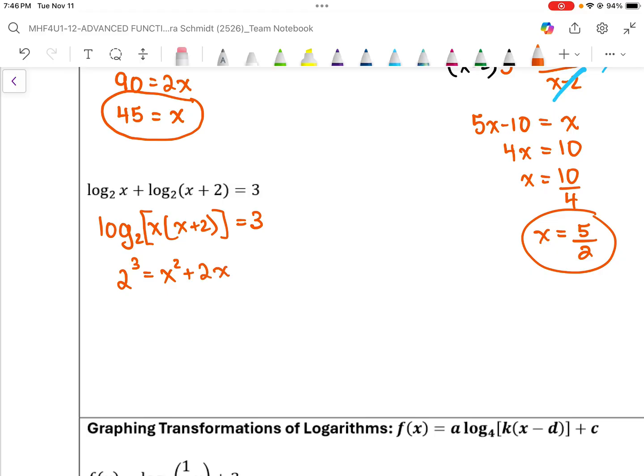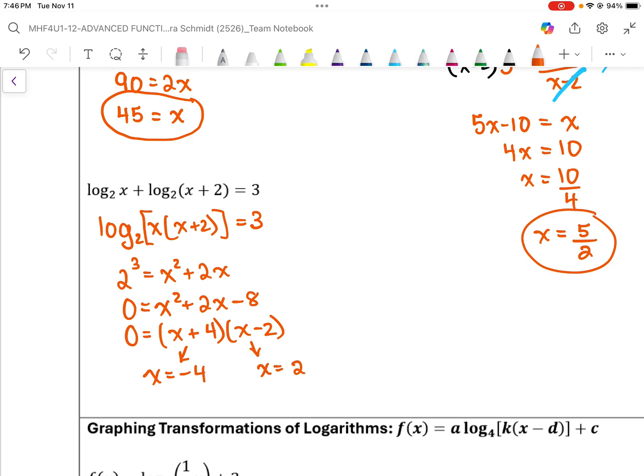And I'm going to bring my 2 to the power of 3 over. So I know 2 to the power of 3 is actually 8, so it becomes minus 8. Then I'm going to factor it. So I want two things that multiply to negative 8 and add to 2. So I'm going to go with 4 and negative 2. Then I'm going to solve for x. So x must be equal to negative 4, or x is equal to 2.